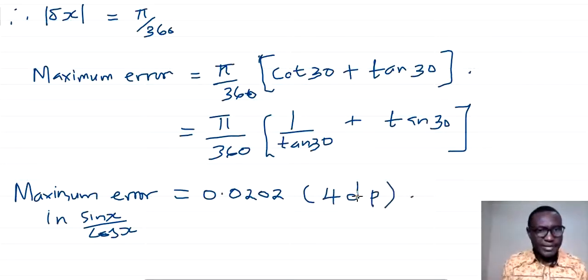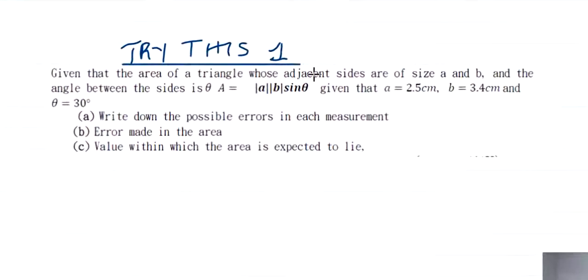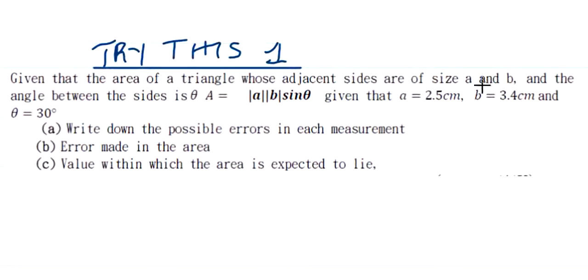So having gone through this example, we need to have one tryout question, and then we call it a video. Given that the area of a triangle whose adjacent sides are of side A and B, and the angle between the sides is theta, this here is the expression for the area. Given that A is equal to 2.5 centimeters, B is equal to 3.4 centimeters, and theta is equal to 30 degrees, they need us to write the possible error in each measurement.